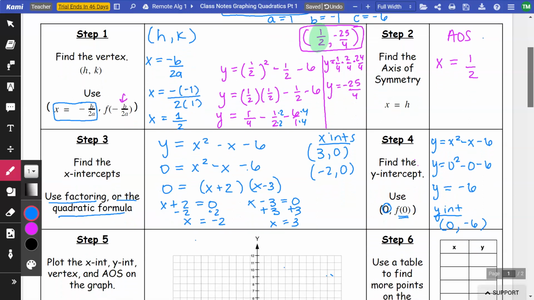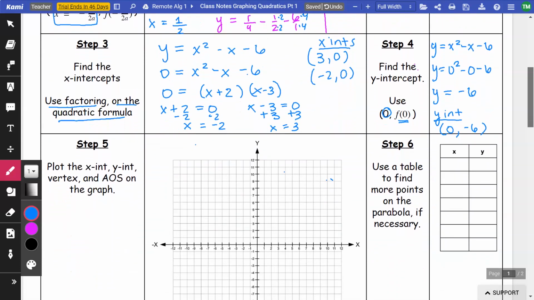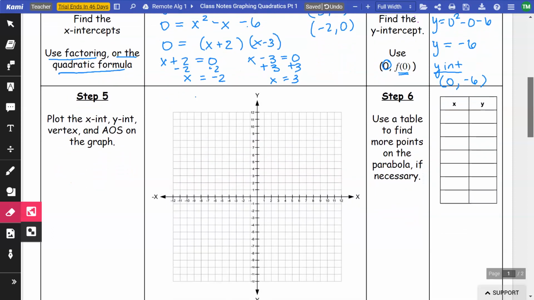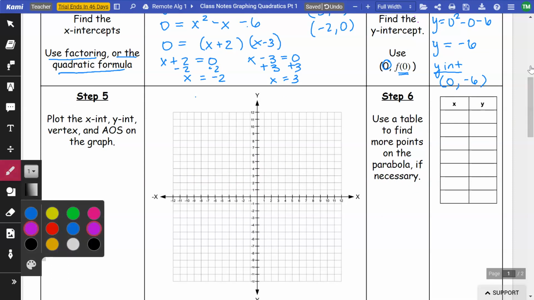Okay, now we're ready to start graphing. So I've provided for you a graph that's already pre-labeled, so we don't have to take the time to label it. The scale's labeled, the x and y axes are labeled for us. We're ready to start graphing. So what we want to graph then are the things we found in the other steps. We found our vertex, we found our x-intercepts, our y-intercepts, our axis of symmetry. So let's plot those things.